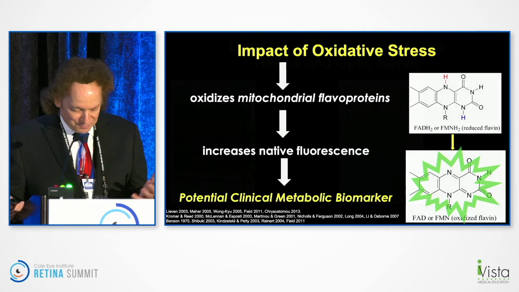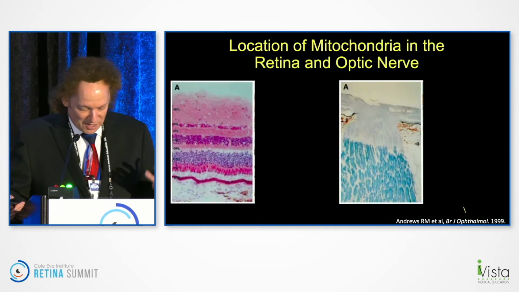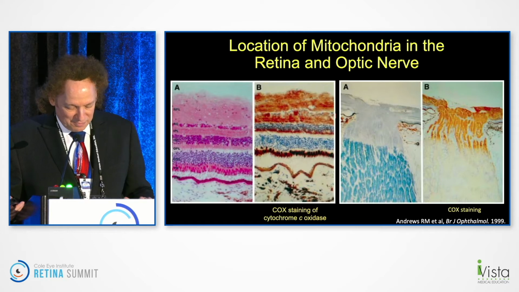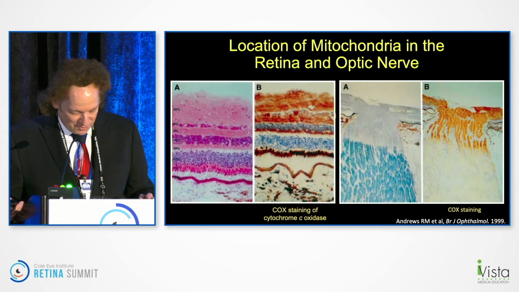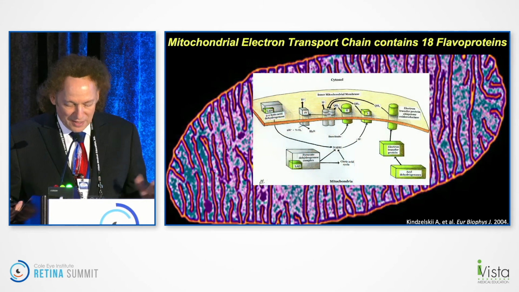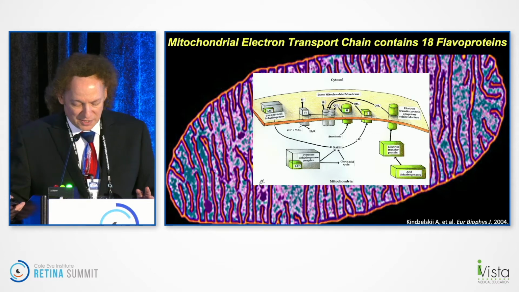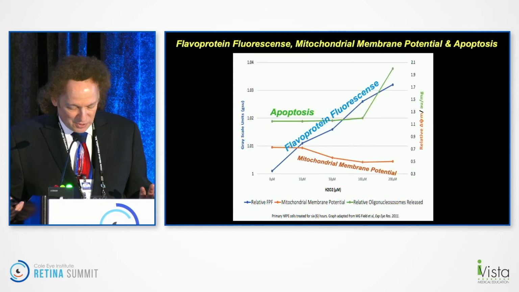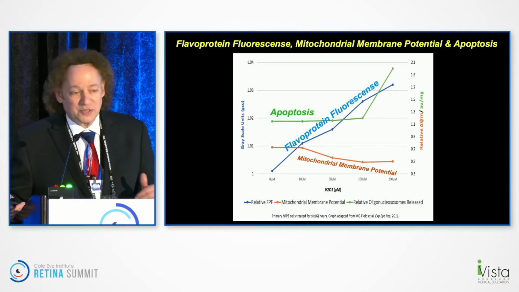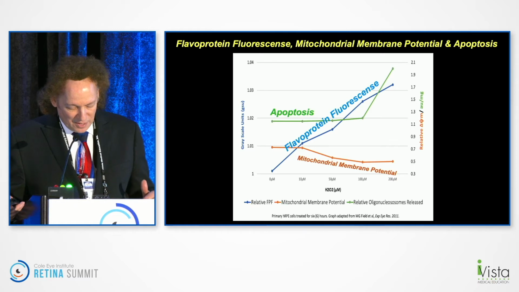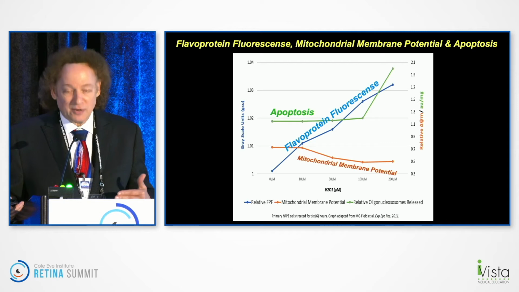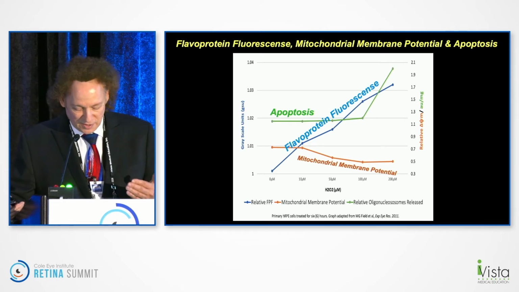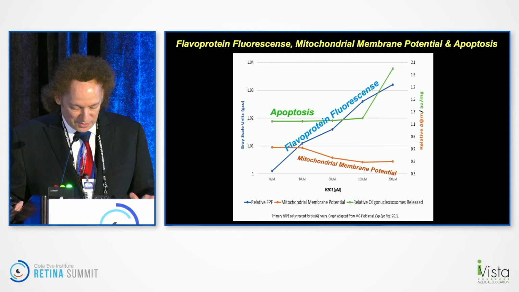And there are actually many of these. So the mitochondria are actually throughout the retina. Here you can see they're stained sort of orange in the optic nerve and in the macula. And there are actually 18 flavoproteins that potentially can oxidize within the electron transport chain. And so this produces a fair amount of signal. And as flavoprotein increases, it goes along with increase in apoptosis and also the decrease in the mitochondrial membrane potential, which is key for maintaining the health of the mitochondria.